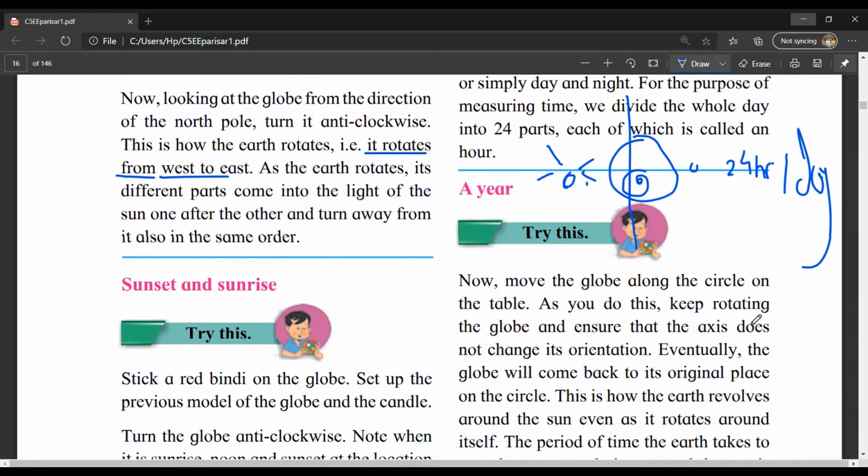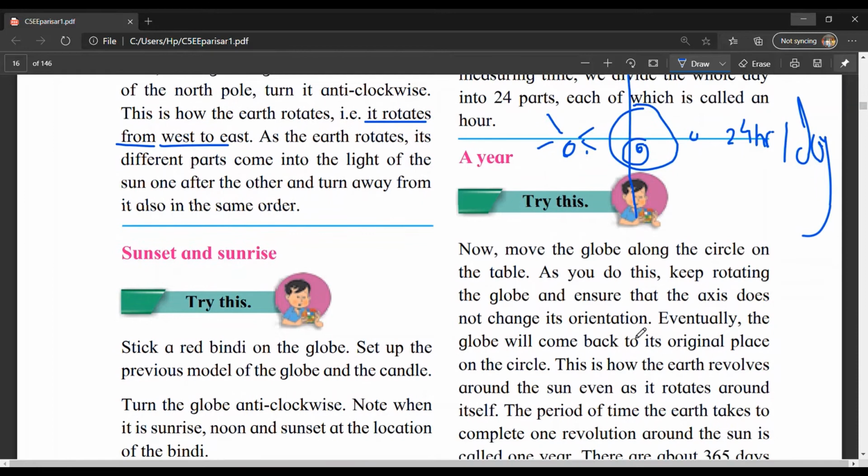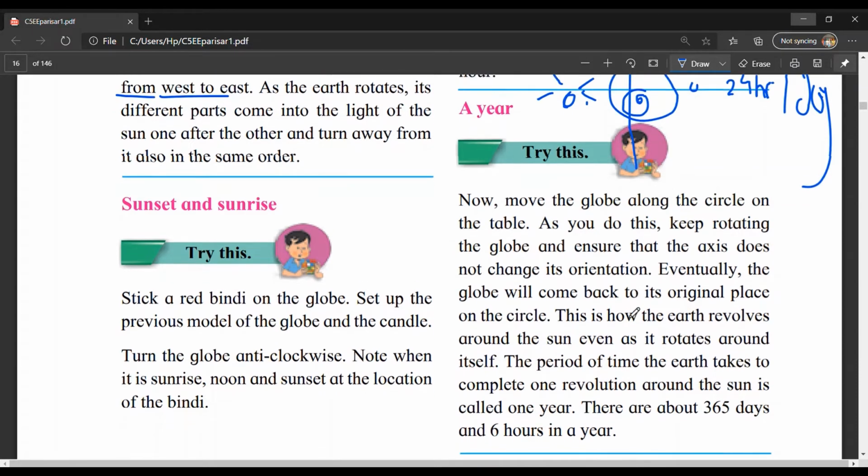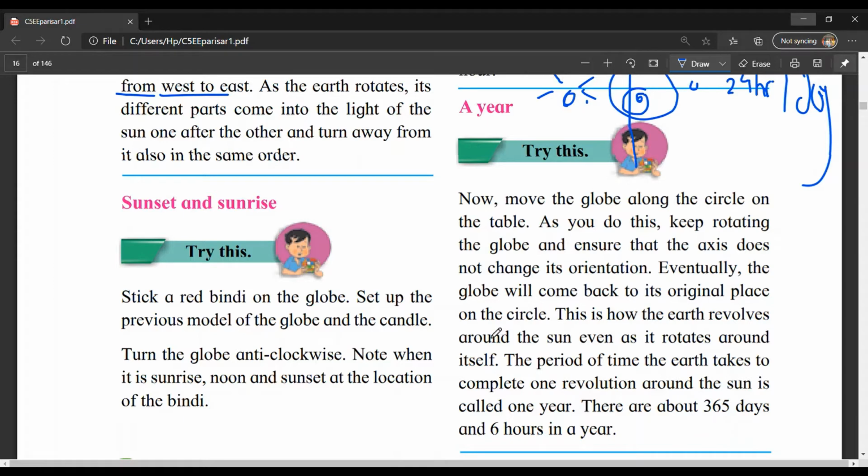Now we will see what a year is. Move the globe along the circle on the table as you keep rotating the globe, and ensure that the axis does not change its orientation. Eventually, the globe will come back to its original place on the circle. This is how the earth revolves around the sun even as it rotates around itself.